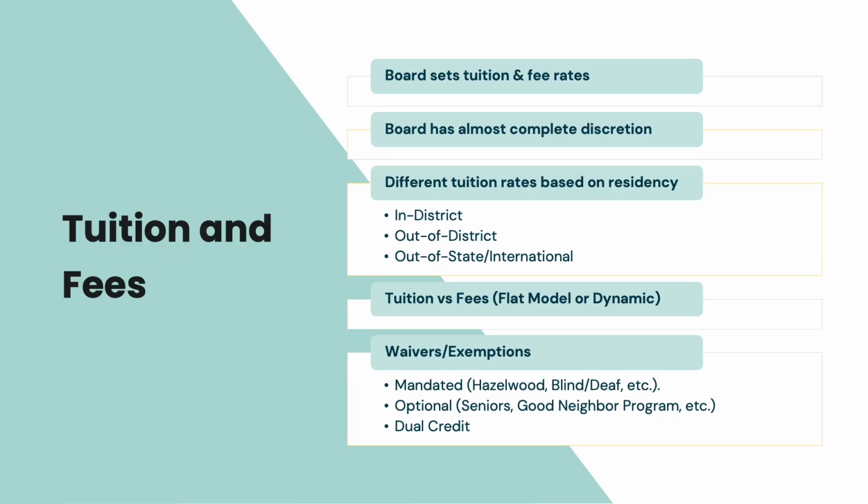And we also look at what the in-district, out-of-district, and out-of-state piece is. We look at tuition versus fees. How many of you have a flat model where you don't charge any, or all your fees are built in? Okay. How many of you have separate tuition and fees? How many of you are not quite sure? And it's okay. Yeah, that's fair. I know many of you are just getting started, right?